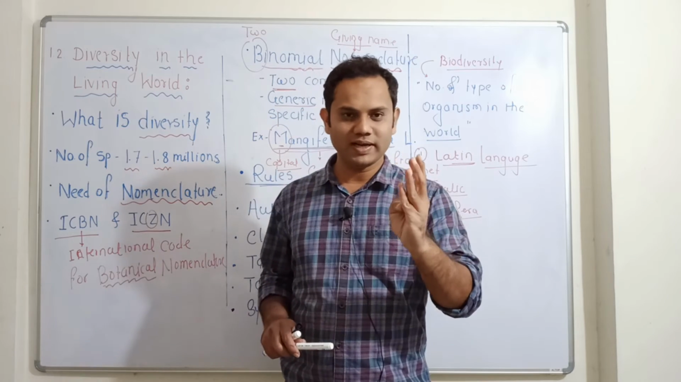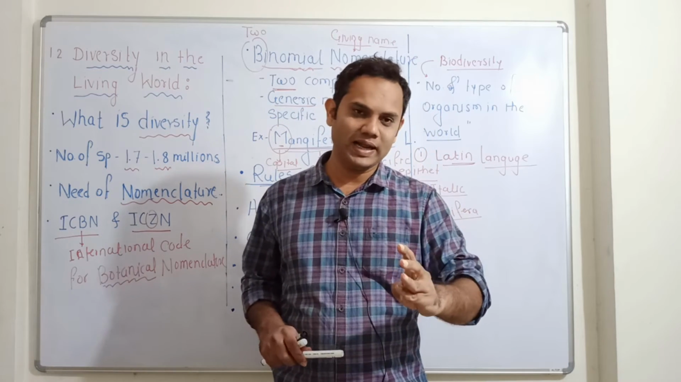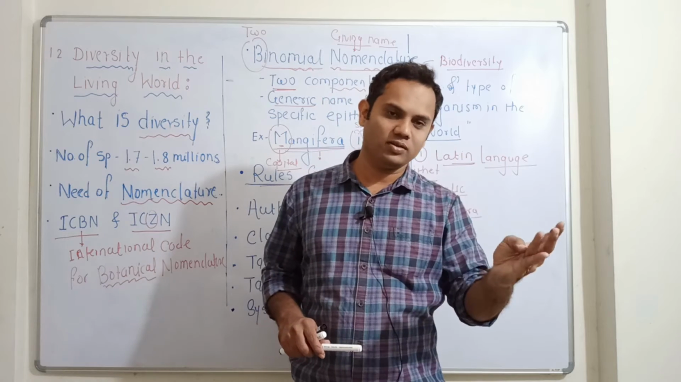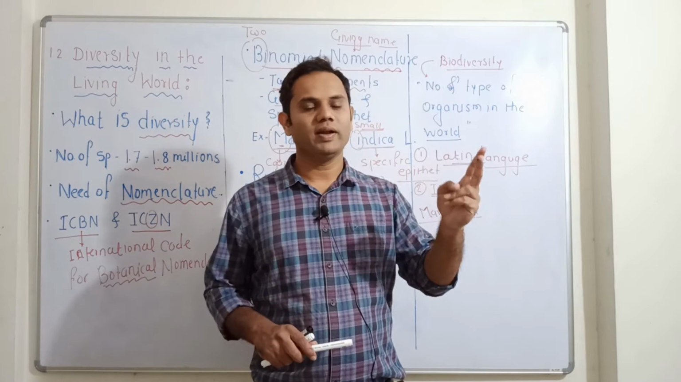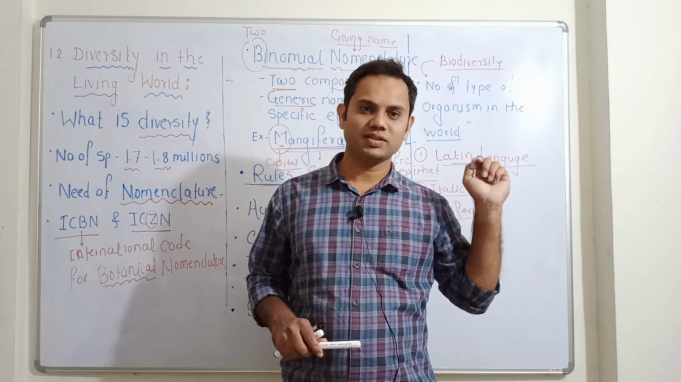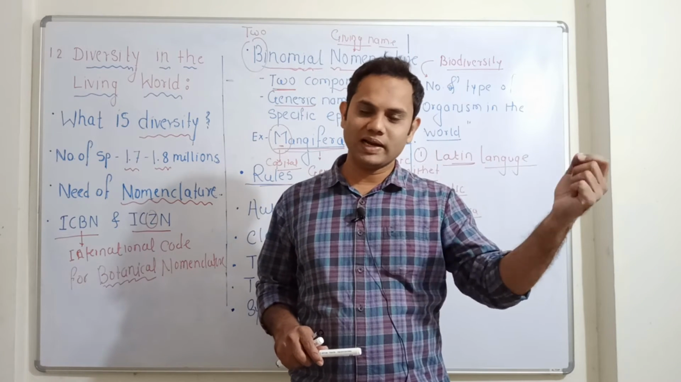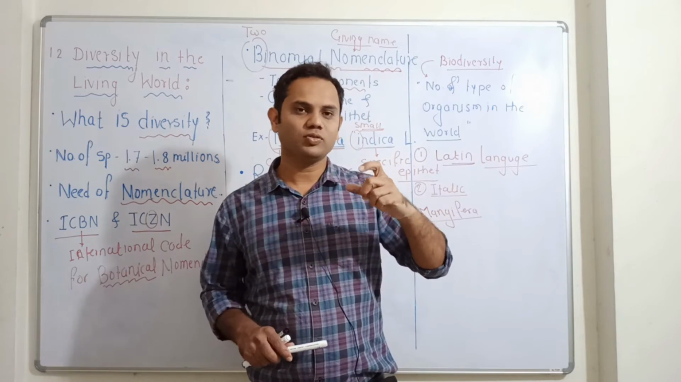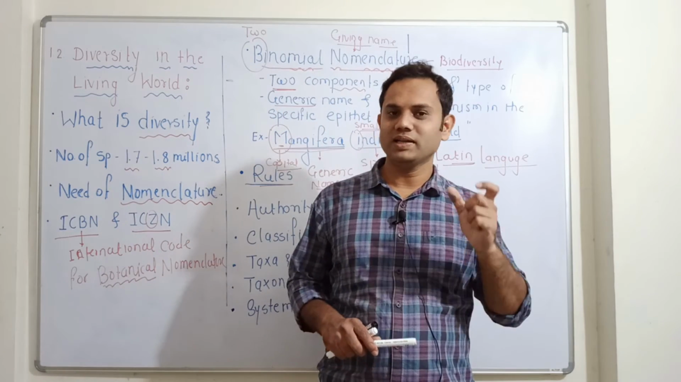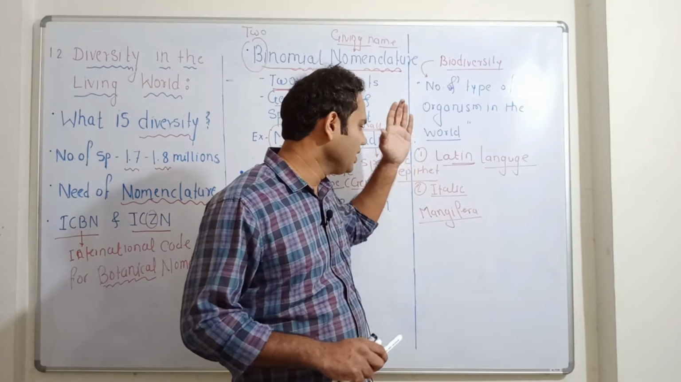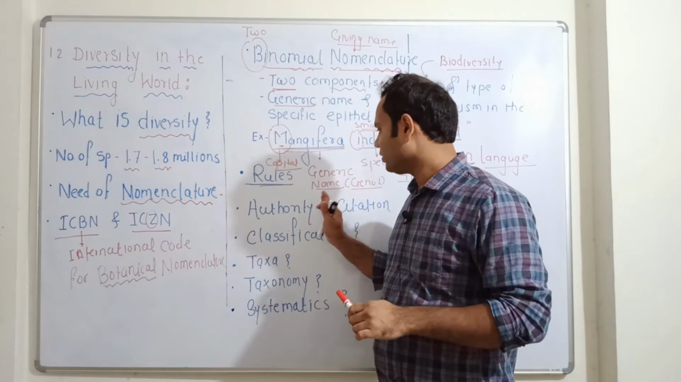It should be Latinized, or it must be in Latin language. These both components, when handwritten, should be underlined. Then if they are to be printed, they must be printed in italics. So these are the rules of binomial nomenclature.